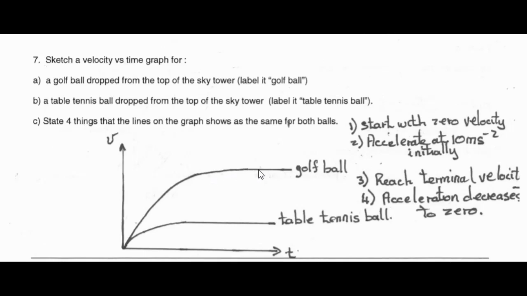It reaches a terminal velocity. Yeah, so the curve flattens out. So first of all you have a straight line, then it starts to curve, and then you get a straight flat line.